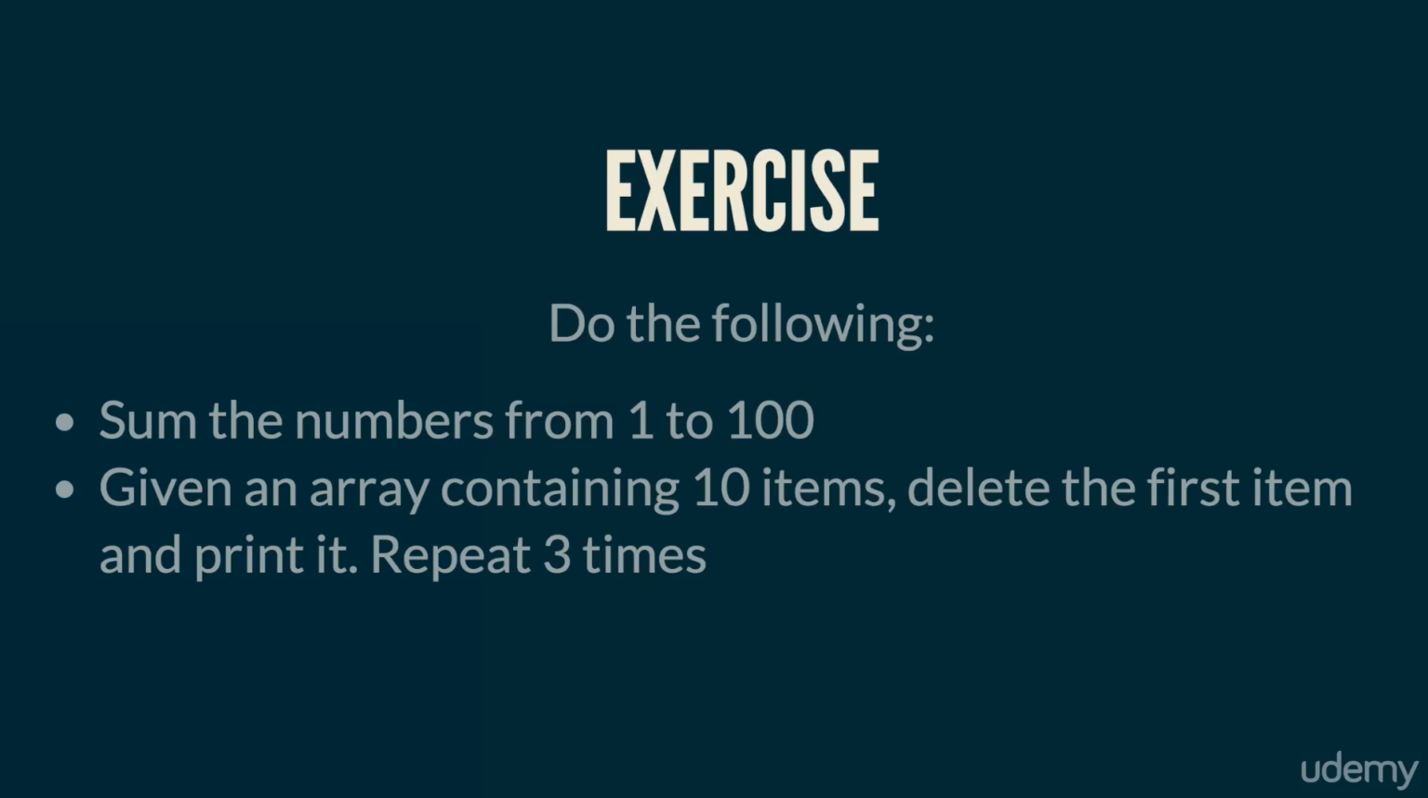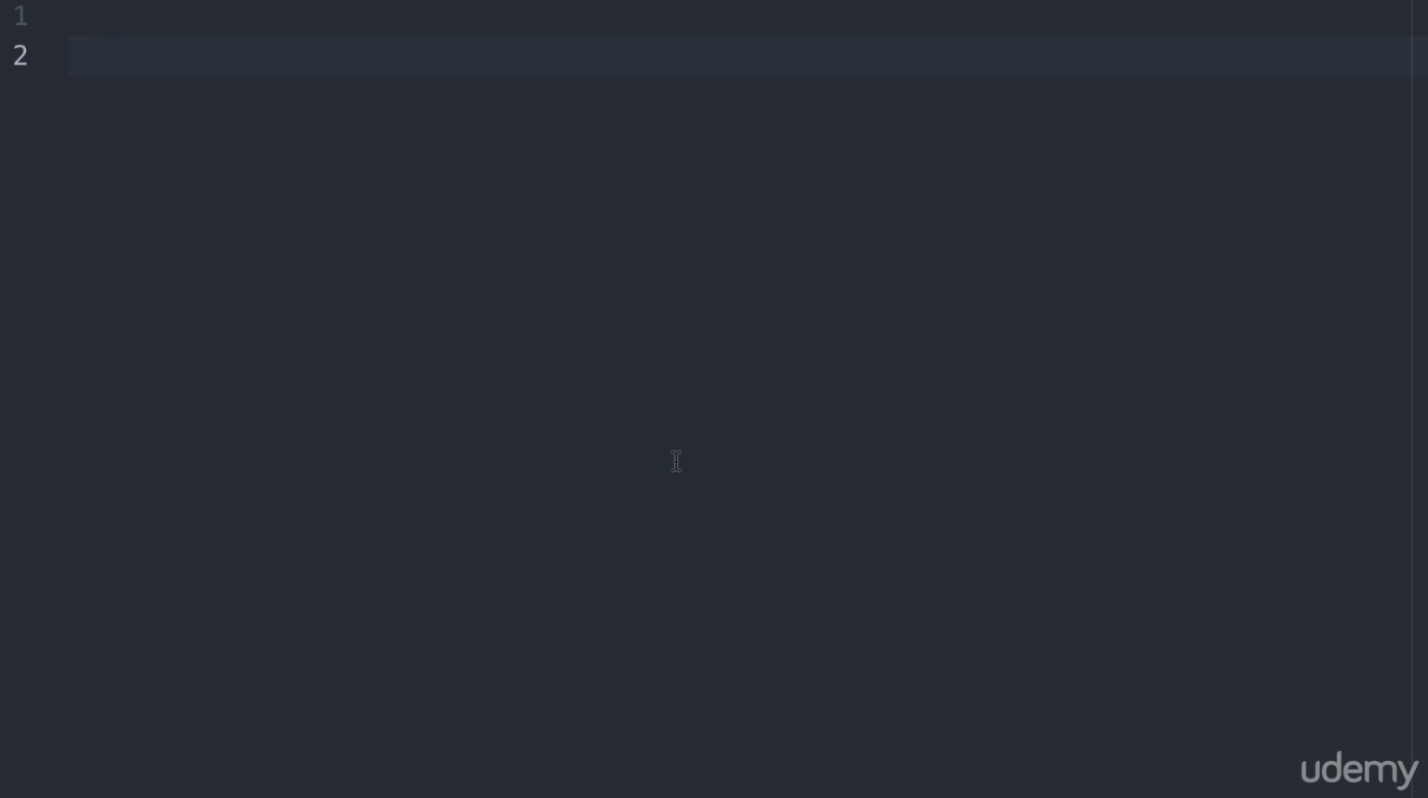Let's start by calculating the sum of the numbers from 1 to 100. To do this, we'll need to start by setting a result variable to 0. Next, we can use our up to method on 1 up to 100. Then we'll pass each of those numbers from 1 to 100 to a block, and we'll use the num argument.